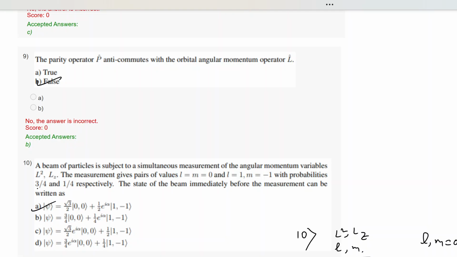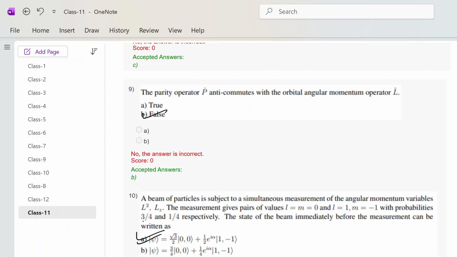But e to the power i alpha is a relative phase, so it can be on either of the terms. It can also be on the first term, with the second term having no phase. Because this is all a relative phase concept, it does not matter whether you put the phase here or here. But the standard convention is that the phase factor is introduced on the later terms, not on the first term. That is why we get this as our final answer. So with this we have solved all the questions in week 11. We'll next see week 12.